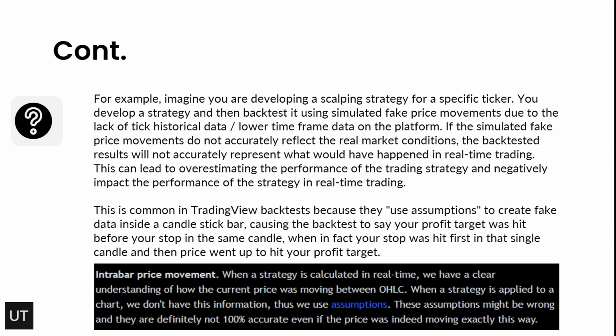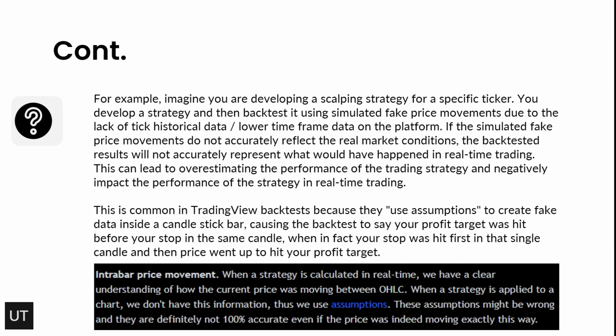For example, if you're developing a scalping strategy for a specific ticker, you develop a strategy and then backtest it using simulated fake price movements due to the lack of tick historical data or lower timeframe data on the platform you're using. If the simulated fake price movements do not accurately reflect the real market conditions, the backtest's results will not accurately represent what would have happened in real-time trading. This can lead to the overestimation of the performance of the trading strategy and negatively impact the performance of the strategy in real-time trading.